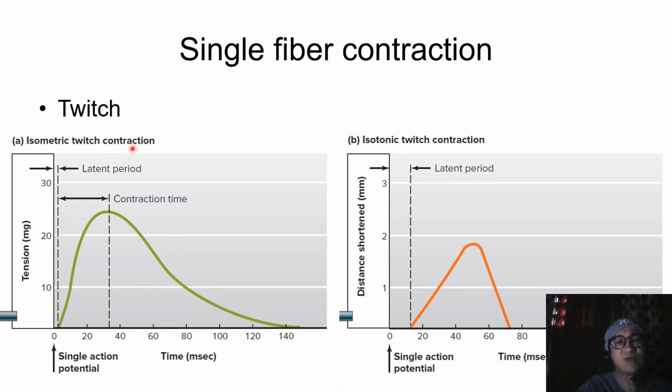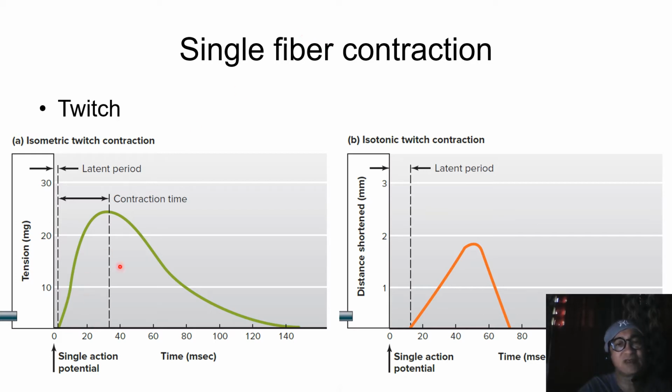Comparing between isometric and isotonic twitches in the same muscle fiber, you can see in this slide that the latent period in the isotonic twitch is longer than that in the isometric twitch. However, the duration of the mechanical event, that is the shortening, is briefer in an isotonic twitch than in the isometric twitch. The reason for these differences is most easily explained by the following.